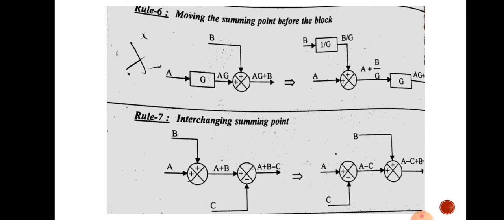So in order to get that, we can change the inputs such that A and C are given to the first summing point, and C is given at the negative part. So the output will be A minus C, and then this A minus C is given to another summer, and B is also given to that summer. So the output will be A minus C plus B.